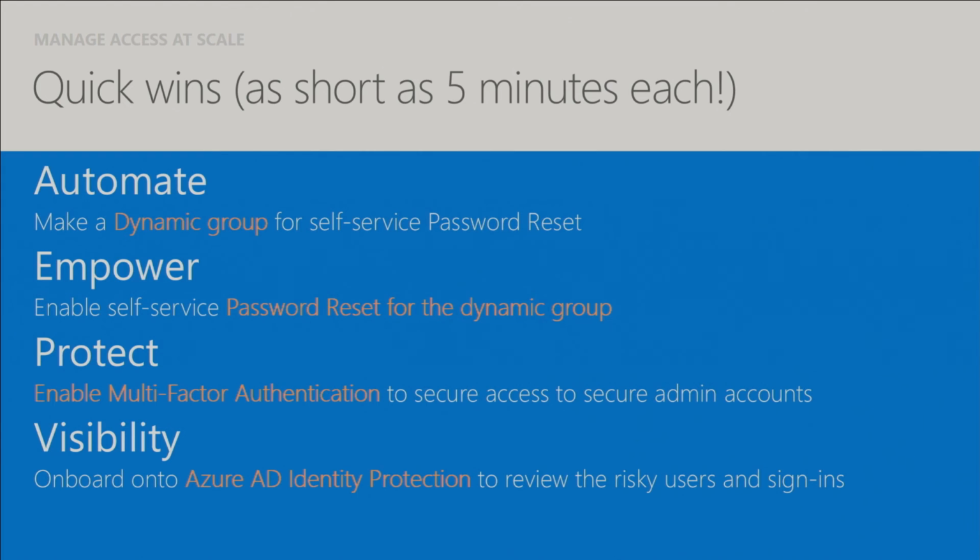And so we have the concept of quick wins, right? You can literally go in and set up a dynamic group in a few minutes. Then you can use that dynamic group to turn on self-service for a scoped group within your organization. You can turn on multi-factor auth. You can add that to protect your admin access, again in 5 minutes.